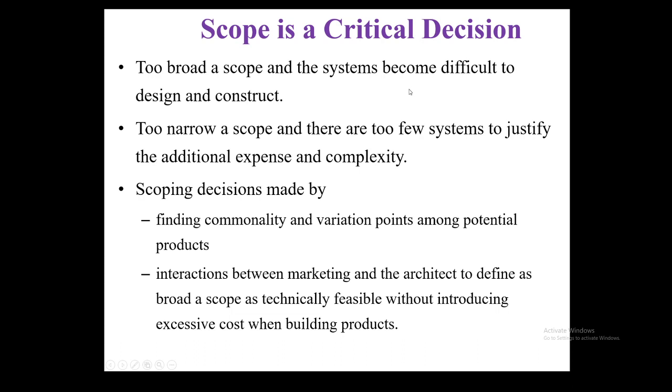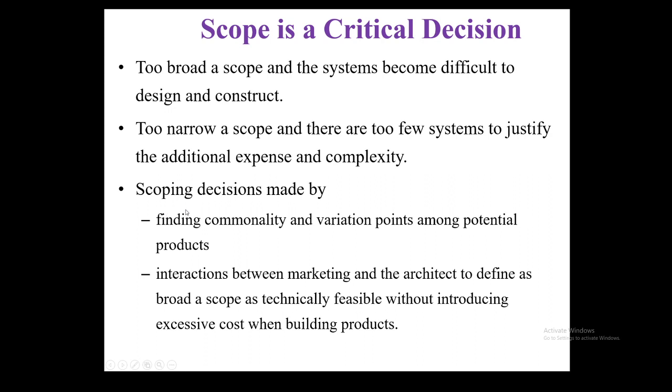What is the scope in a critical decision? If it is a very big system, it is very difficult to design and construct, it will have a broad scope, right? So how can it be designed? To narrow the scope, there are few systems that justify additional expense and complexity. If it has a broad scope, it is very difficult, right? If it has only limited scope, it is very easy to design, right? So it has to have only some additional expense and complexity.